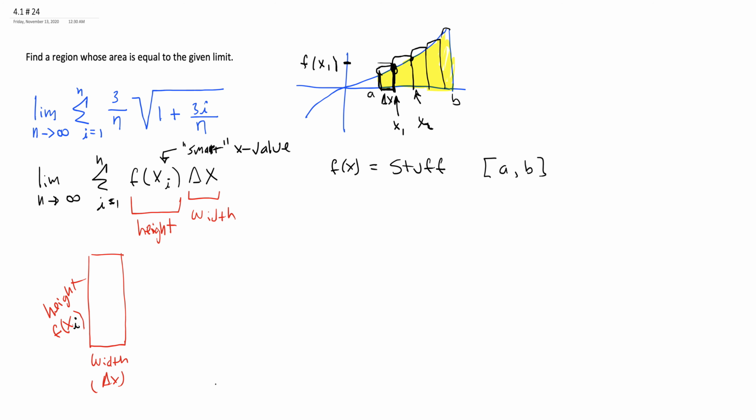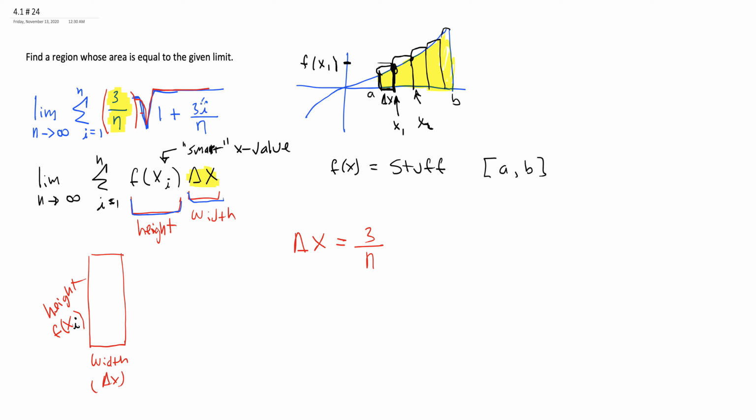All right, so notice how you have a function right here, right? It's a function times delta x. And here is something that looks a lot like a function times something. All right, so that means that this something right here is delta x. That's your delta x right there. Okay, so we can say that delta x equals 3 over n.